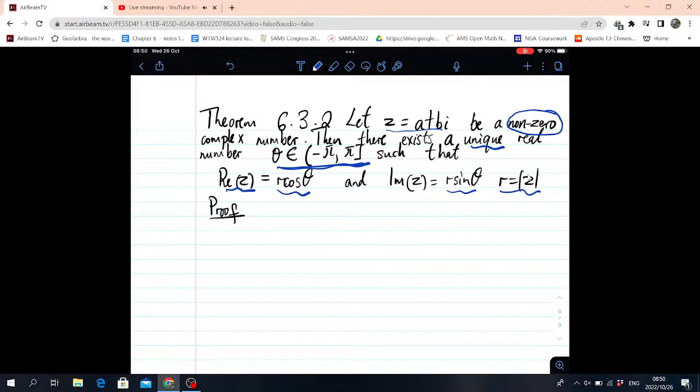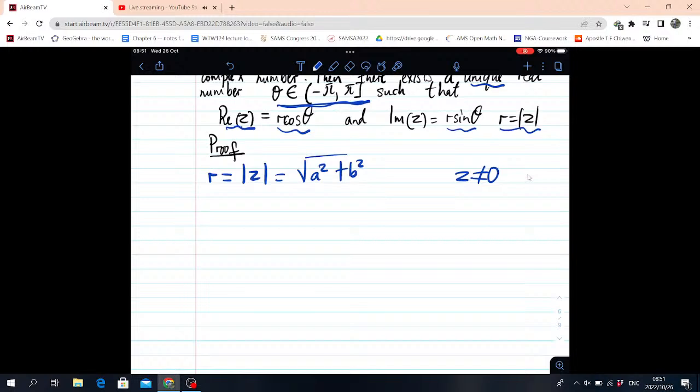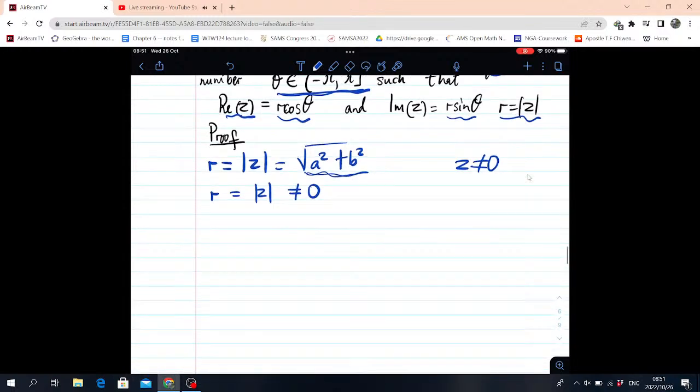And so we are going to look at the proof of this one. If we say r is the modulus of z, we know that it is equal to the square root of a squared plus b squared. And here remember that our z is not equal to 0, so it's non-zero. So r, the modulus of z, is not equal to 0, because then the square root here is not equal to 0, right? And r is a real number, right?